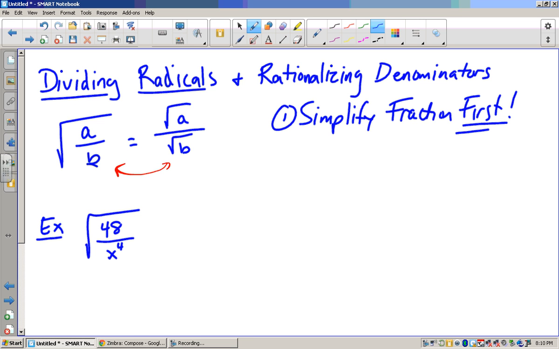You know, always, always, always. It'll make our life so much easier. Okay? If you can't, you don't. But if you can, simplify first. And then two, rationalize your denominator. And I will show you how we're going to do that. Oops, rationalize, excuse me. We're going to do that in a moment.